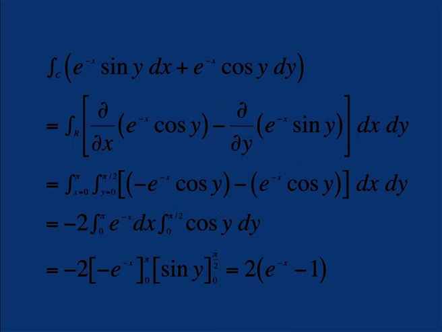Therefore, this integral becomes the integral from x equal to 0 to pi, integral from y equal to 0 to pi by 2, where the integrand is e to the power minus x cos y minus e to the power minus x cos y dx dy, that is twice the integral from 0 to pi of e to the power minus x dx times the integral from 0 to pi by 2 of cos y dy, that is equal to twice e to the power minus x from 0 to pi and sin y from 0 to pi by 2, that is equal to twice (e to the power minus pi minus 1).